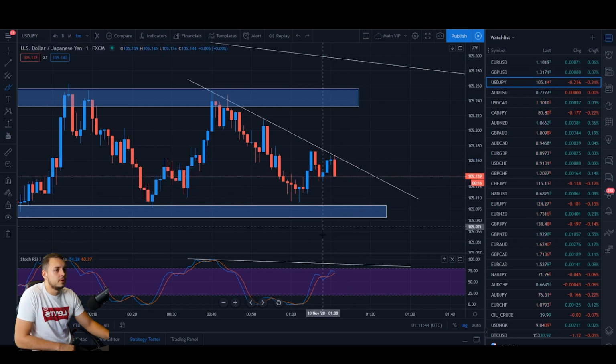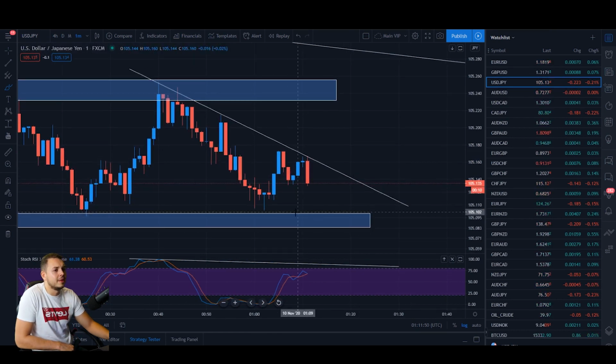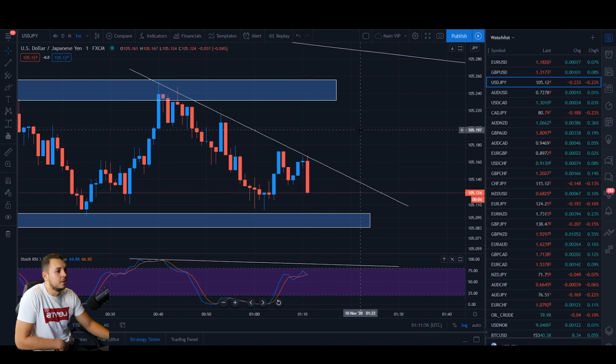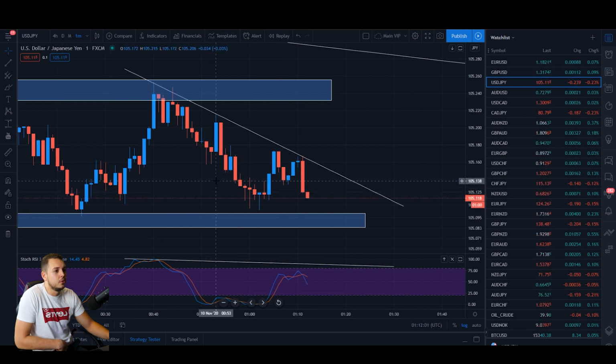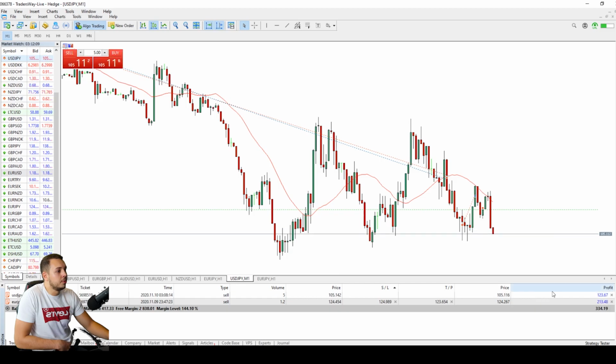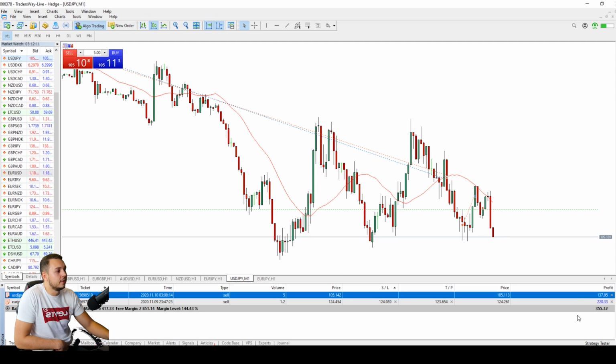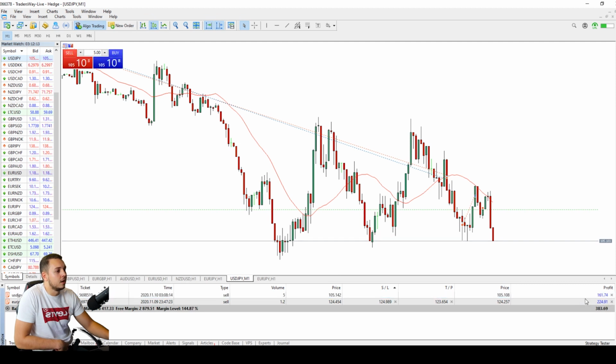So you could definitely use the Stochastic RSI, and as you can see, shooting towards the downside very nicely at the moment. That's what I expected it to do. Oh yeah, give me the money. 3 seconds, 2 seconds, 1 second. Okay, beautiful. Let's check our MetaTrader. Oh, beautiful. 90, 140. There we go. That's what I want to see.